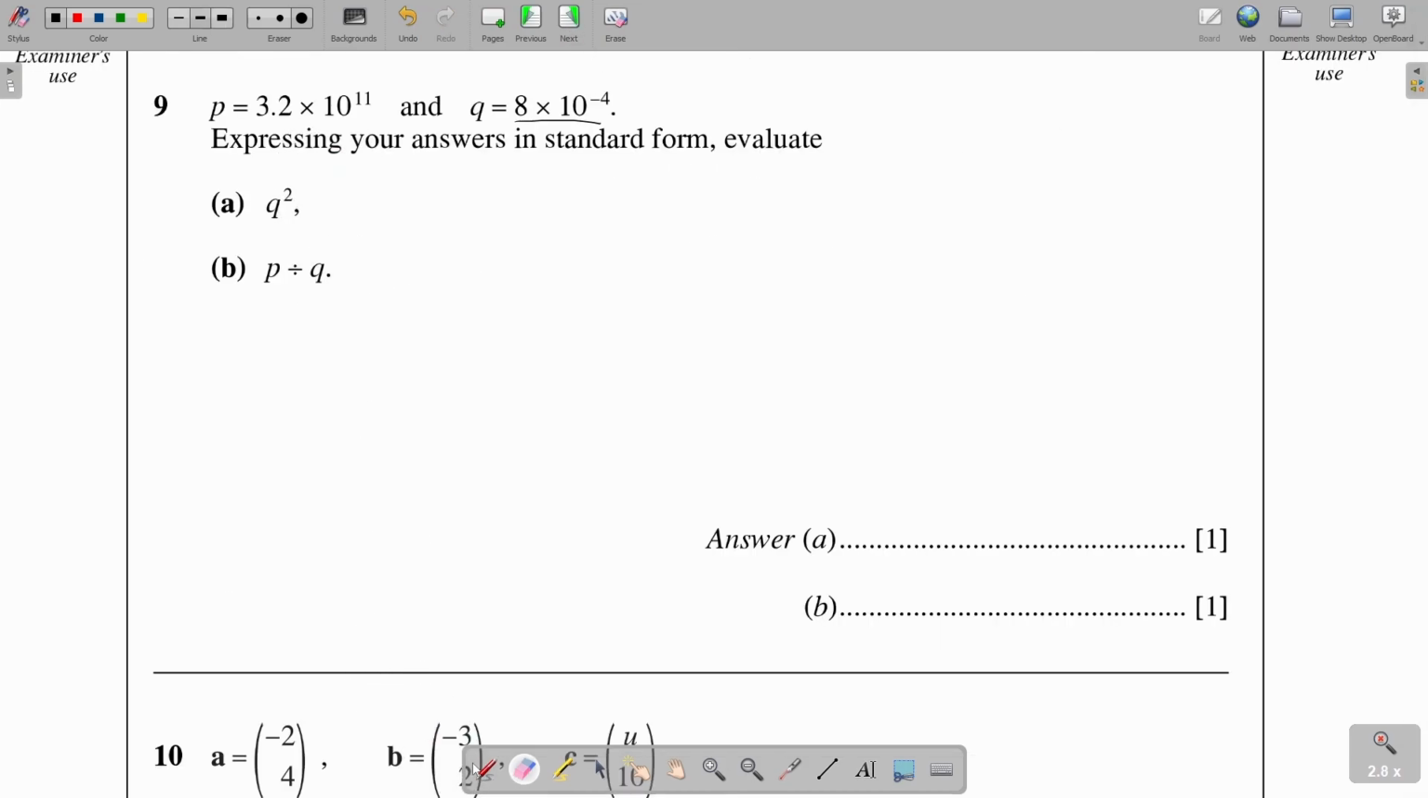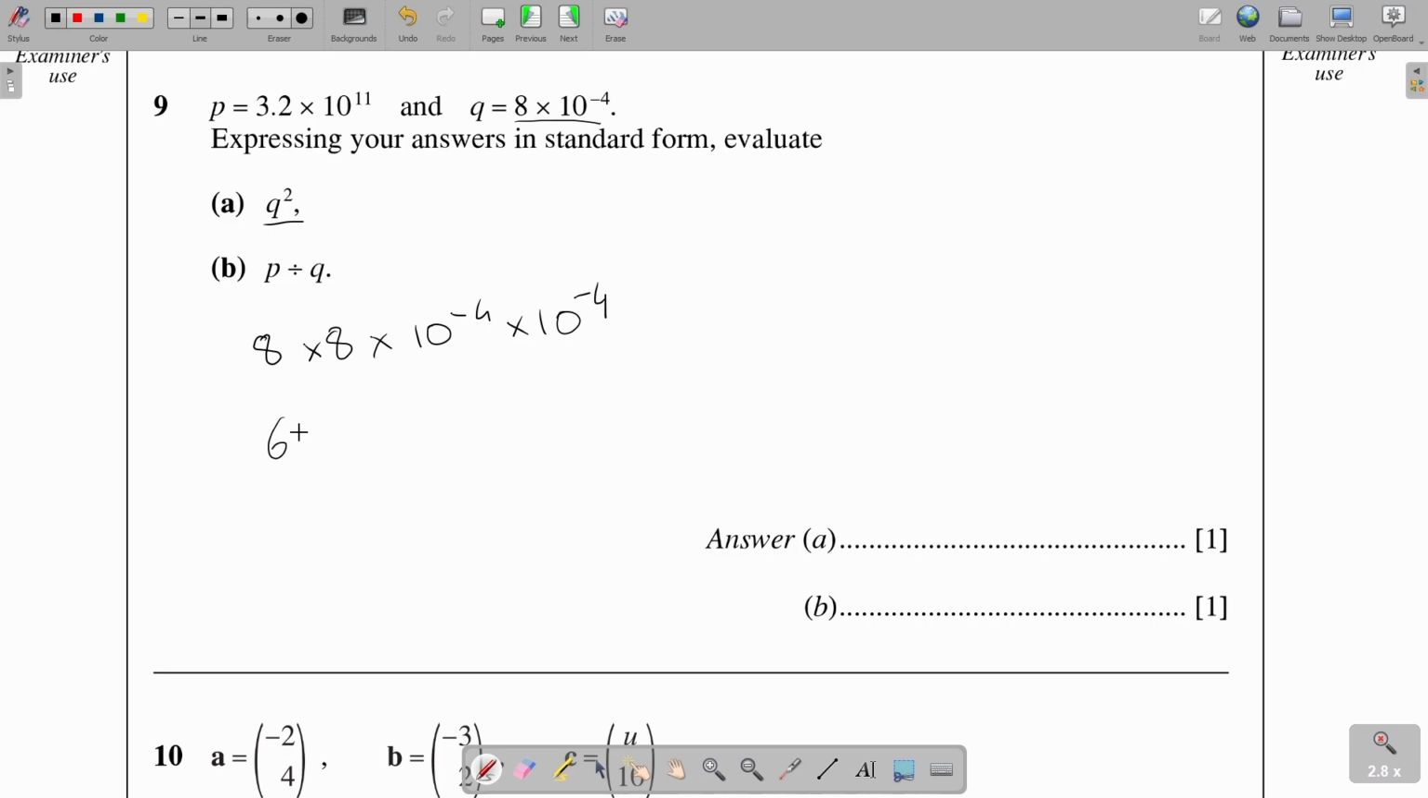Here's question number 9. P is equal to 3.2 into 10 to the power of 11, and Q is equal to 8 into 10 to the power of minus 4. So the first thing they want is Q squared, which is this. So we can just write that out fully. So 8 times 8 times 10 times 10. I'm just multiplying it by itself once, and I'm just putting the same numbers together.